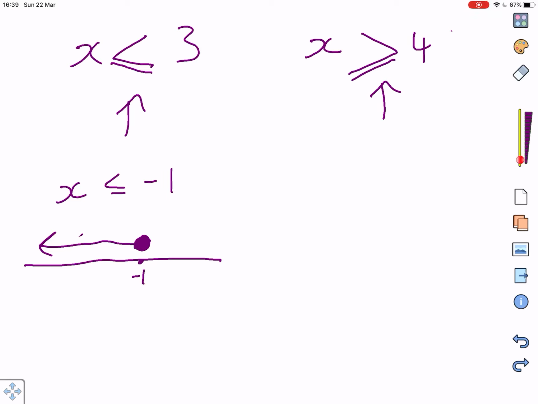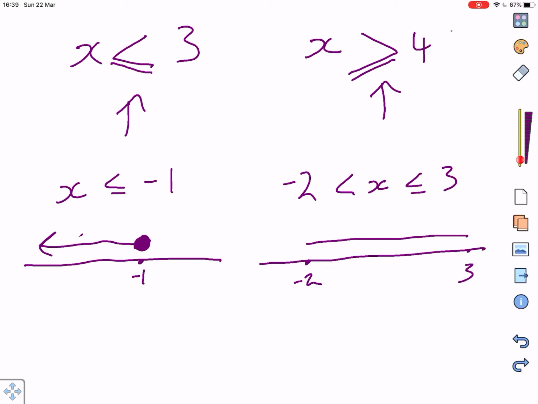If I had one that was -2 is less than x, which is less than or equal to 3, and I needed to represent that on a number line, I know my boundaries are -2 and +3. My x could be any number in between those. It cannot be equal to -2, so it would be represented by an empty circle at the -2 end, but it could be equal to 3, and therefore I can colour in that circle at 3. So that is a diagrammatic representation of x being between -2 and 3, where it could be equal to 3.